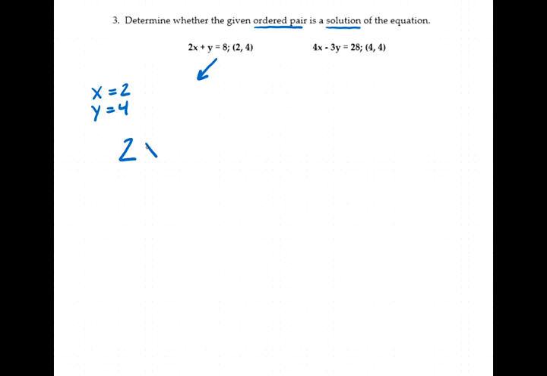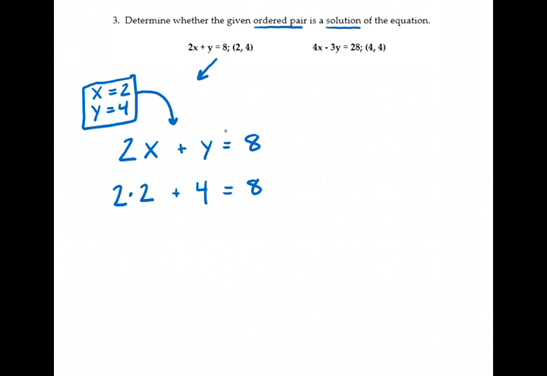Well, we have 2x plus y is equal to 8. So if we take these 2 values and plug them in, replace the x with the number 2 and replace the y with the number 4. So 2 times x is now 2 times 2, plus y, which is now plus 4. Is that equal to 8? And actually, we're still questioning this. It's a yes/no question. Is this true? Well, it's a solution if it gives you a true statement.